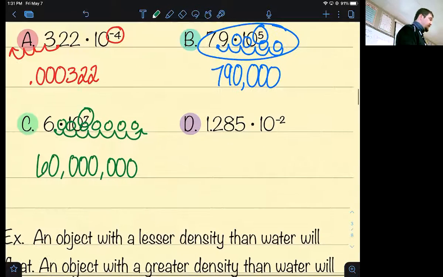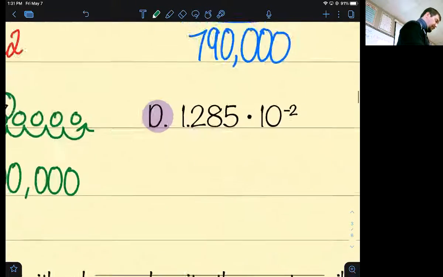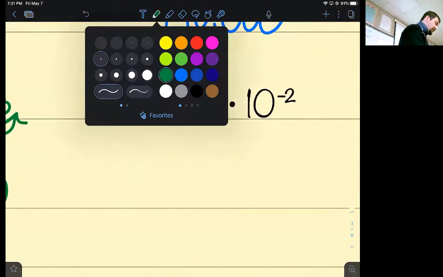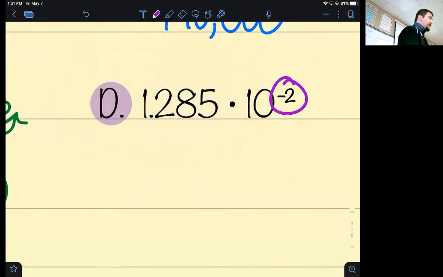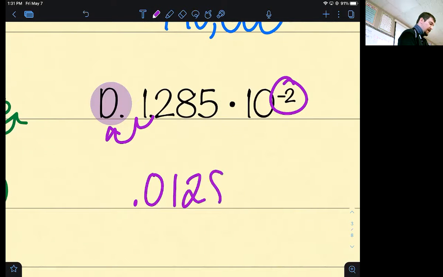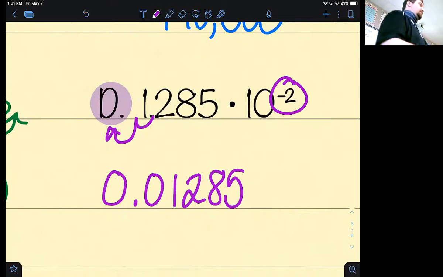Levi Shoemaker, do you want to try example D? Yeah, is it 0.01285? That is correct. The exponent is -2. It's going to move the decimal 2 spots to the left. So 0.01285. Or if you wanted to put a 0 in front of it, that's fine as well, as long as there's not 2 zeros after the decimal point. It's pretty simple stuff, right?